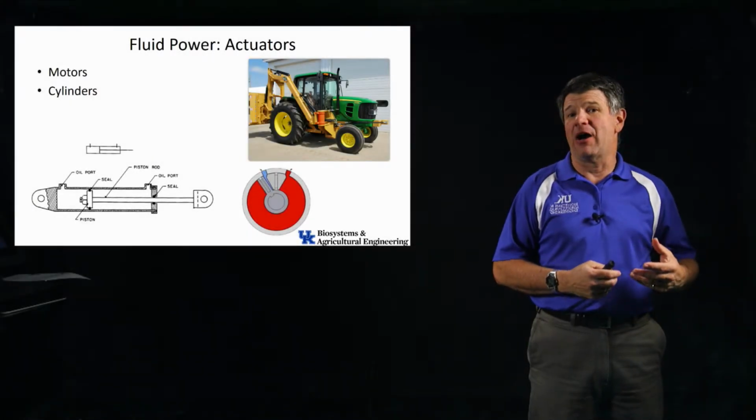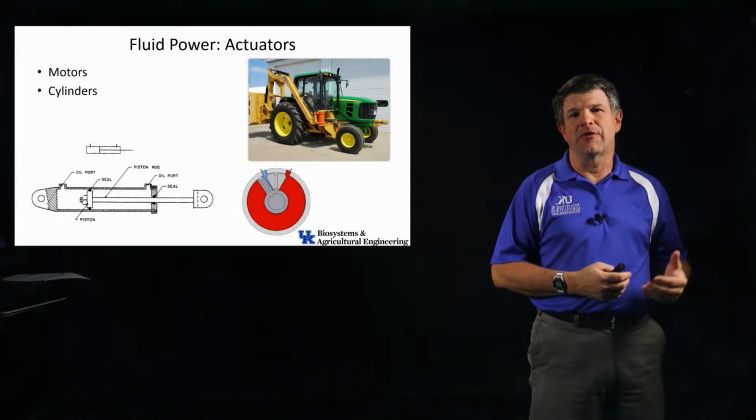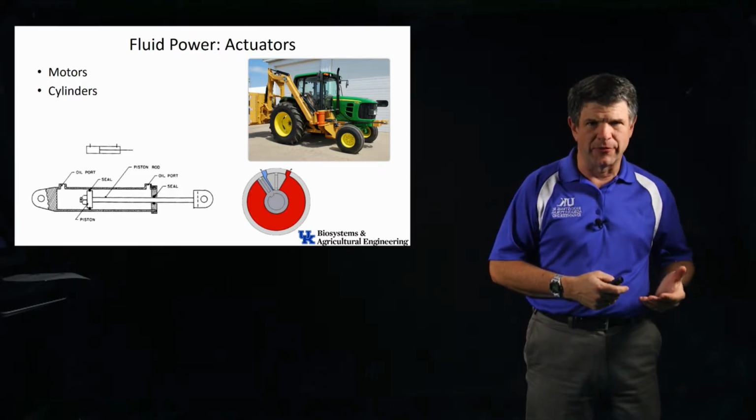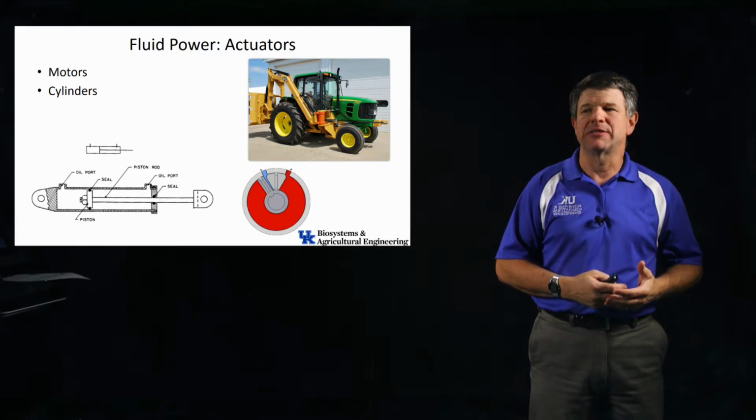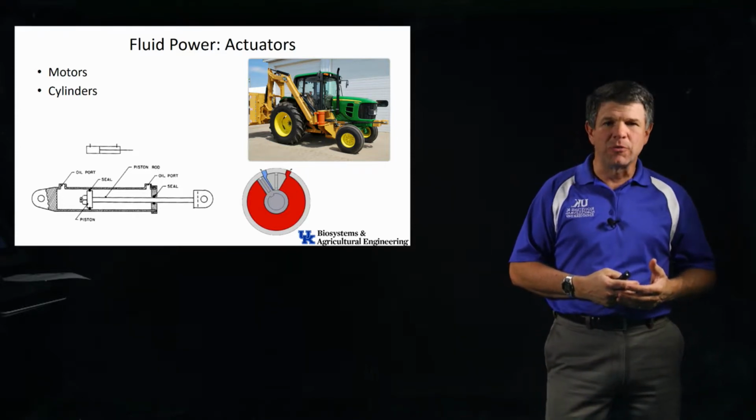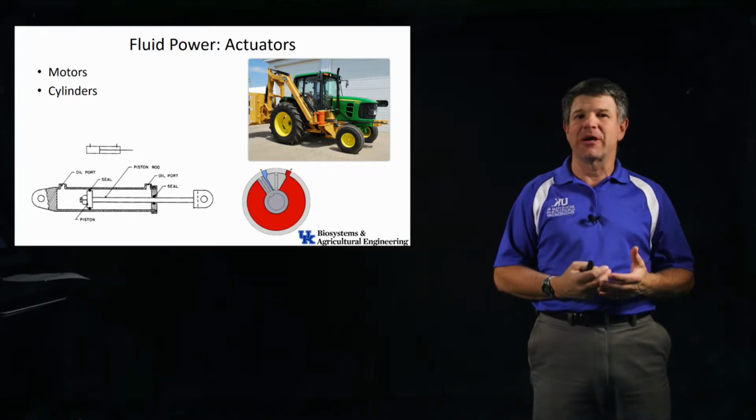So now that we looked at valves and how we control flow to a different part of the circuit, let's do something with the flow. So we got this fluid power, we've directed it to where we want it to go. Now we want to make something happen with it. And there's really two fundamental kinds of actuators that do things.